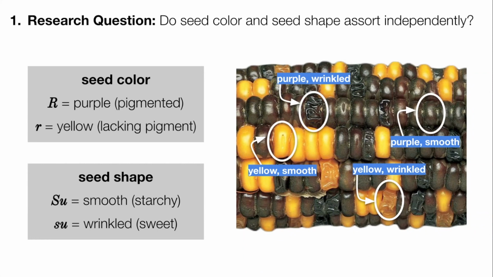And I will say that we are provided with this information about the genotype of the parent. So we know that the parent in this cross that we're about to do has heterozygous genotypes for both genes. They have capital R and a lowercase r, and then for the seed shape gene, they have capital Su and then lowercase su. So they're heterozygous for both genes.